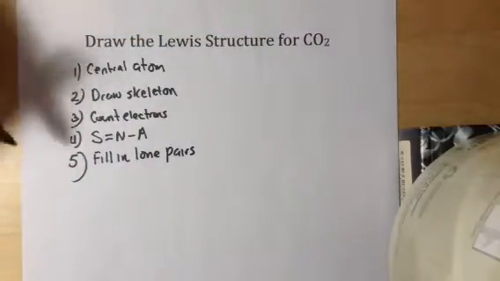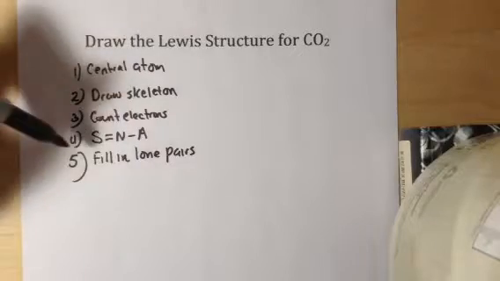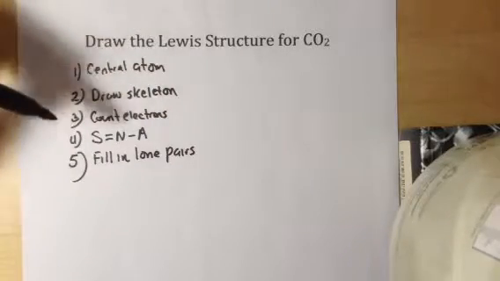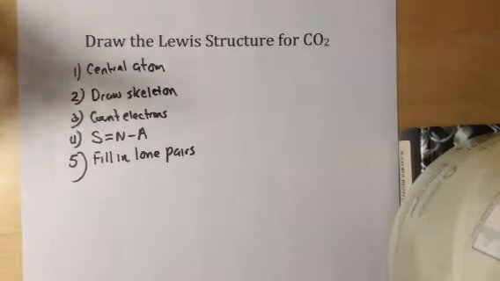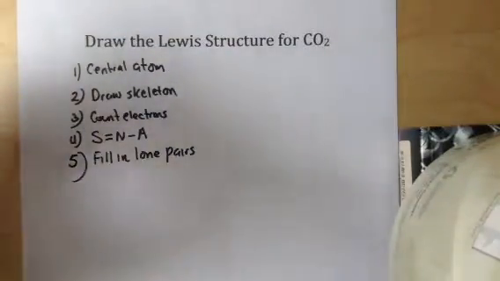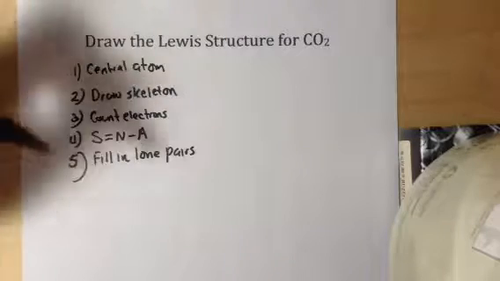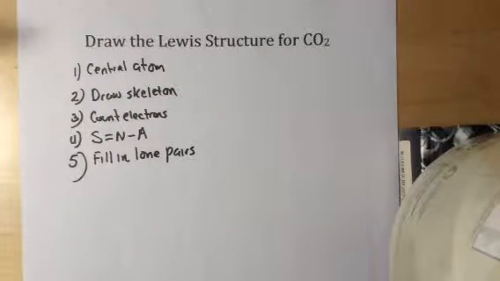And as mentioned before in the last video, as you get better at these and as you deal with more difficult Lewis structures, shared equals need minus available won't be necessary or might not work for you, but until then we're going to keep using it. So first step, central atom.